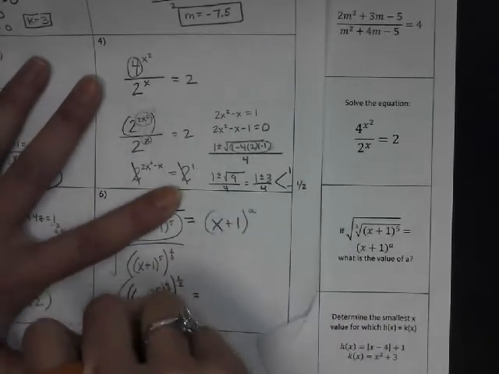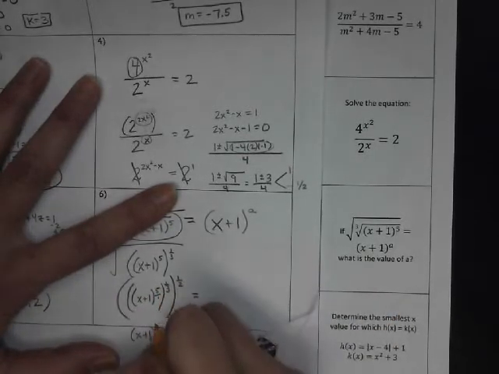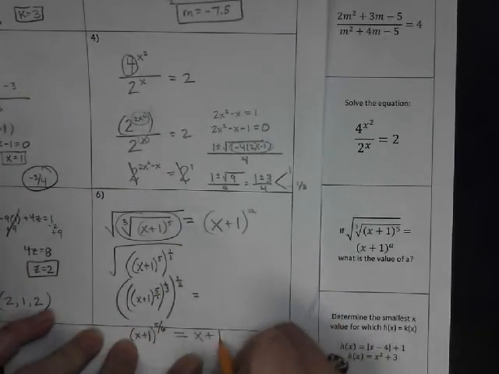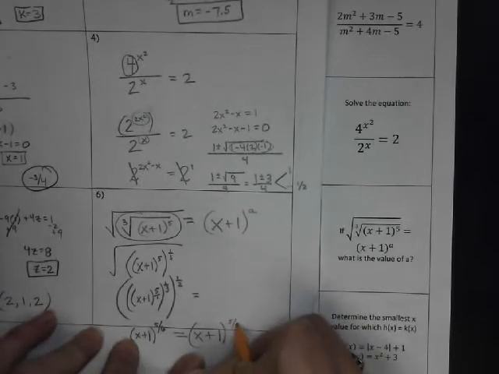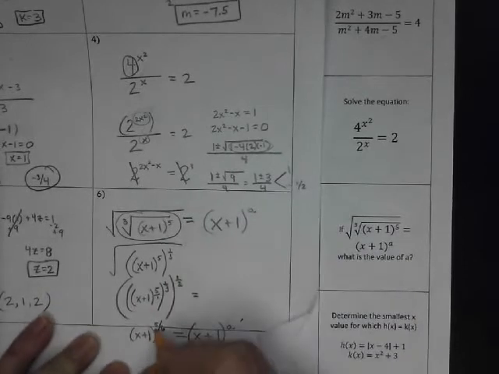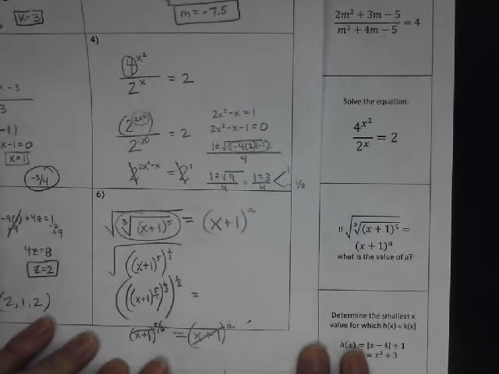X plus 1 is our base. 5 times 1 times 1 is 5, over 1 times 3 times 2 is 6. So that answer is what A is. Cross out your bases, because now they're the same, and 5/6 equals A.